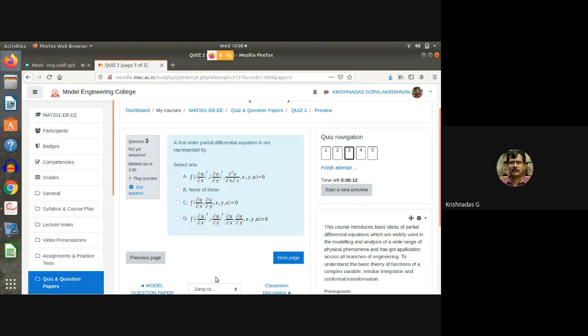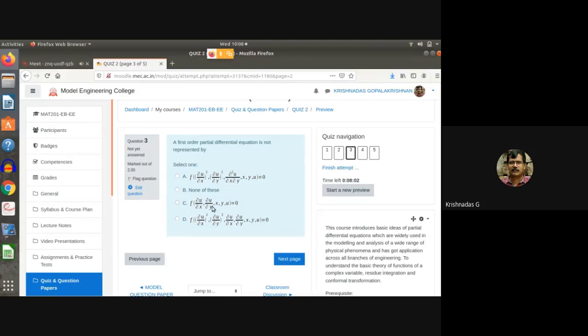Then the third question: a first order partial differential equation is not represented by this equation. That is also clear; you simply look at the definition of first order. What about the first one? This contains second order derivatives, so it is a second order differential equation.